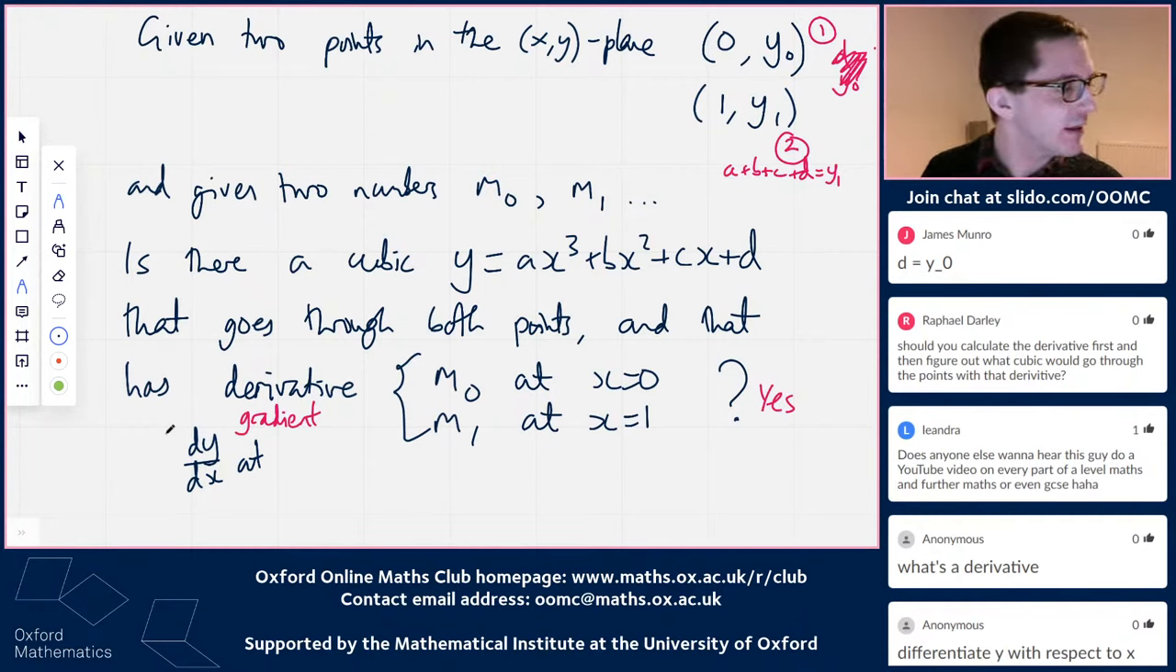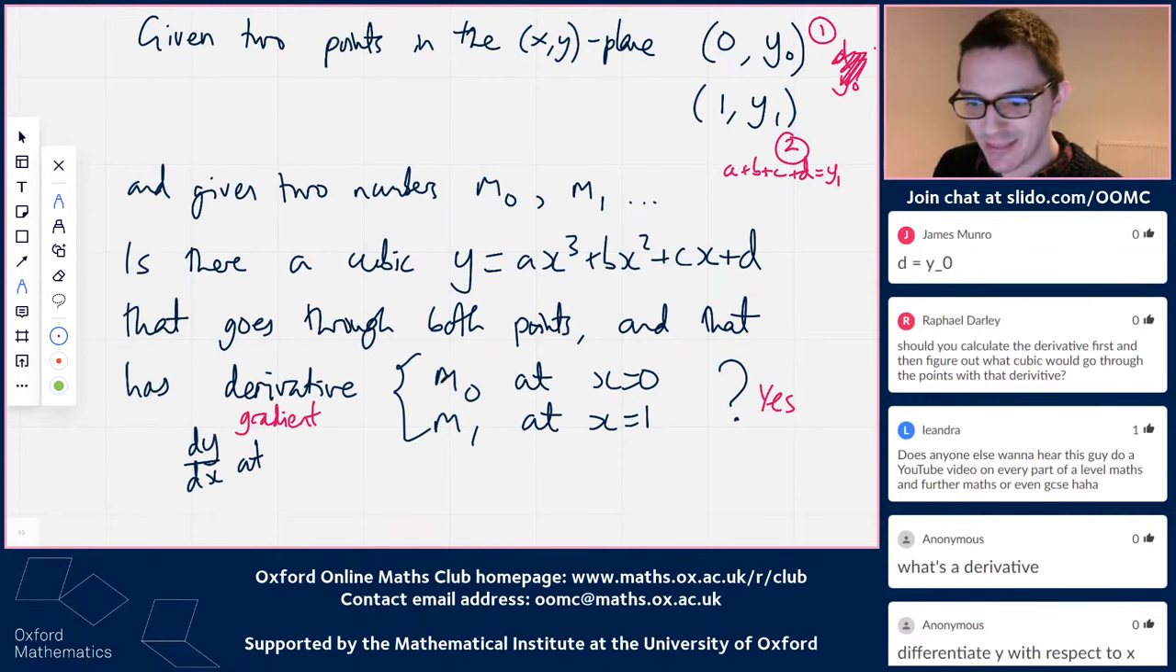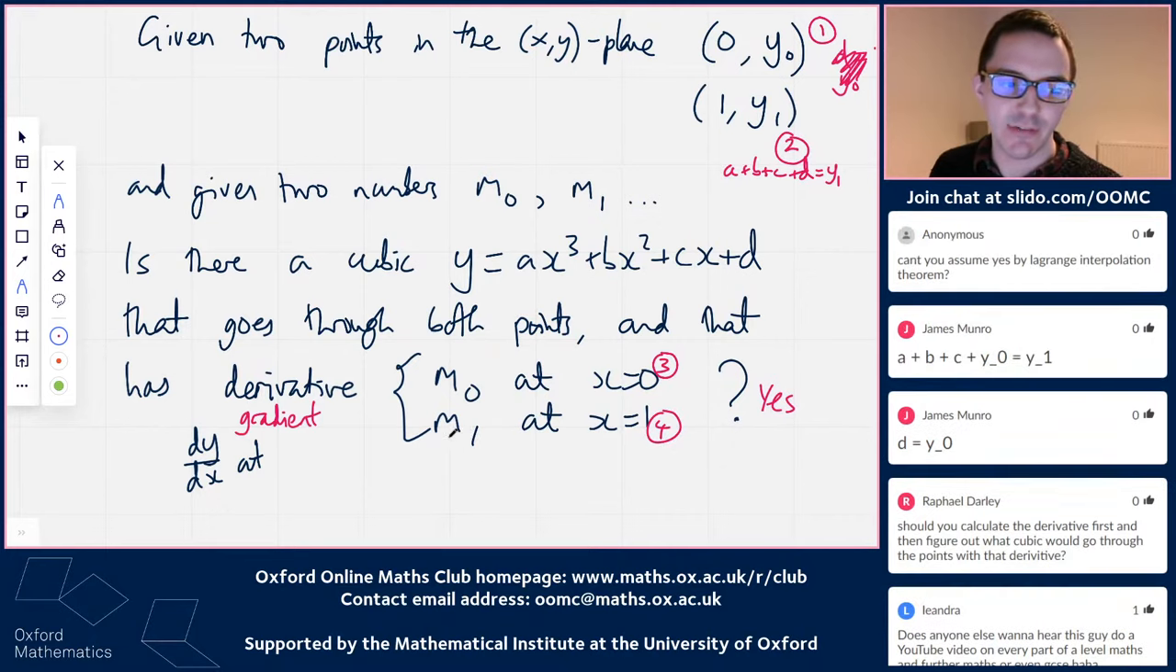Right, what are we going to do? We're going to work out the derivative first. Raphael says, let's work out the derivative first. Yeah, you can do either order. So we get one equation from sending it through 0, y0, and one equation from sending it through 1, y1. And we're going to get another equation from sending the derivative through x equals 0, derivative equals m0. And a fourth equation from making the derivative be the number m1 at x equals 1.